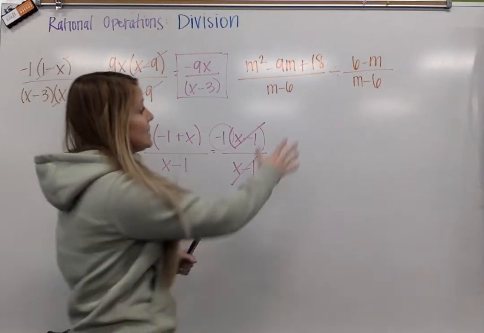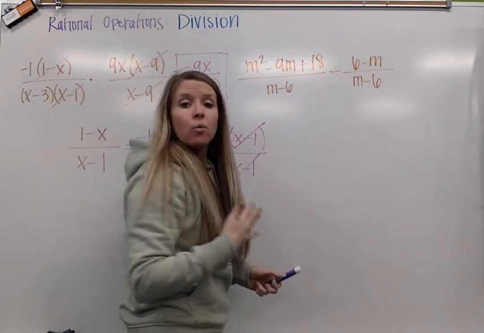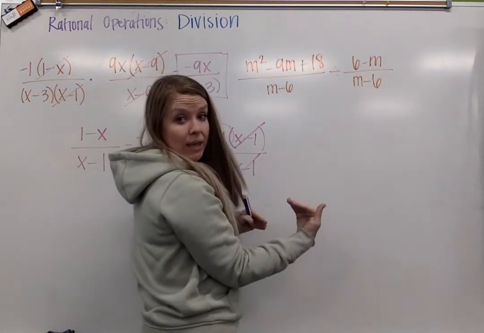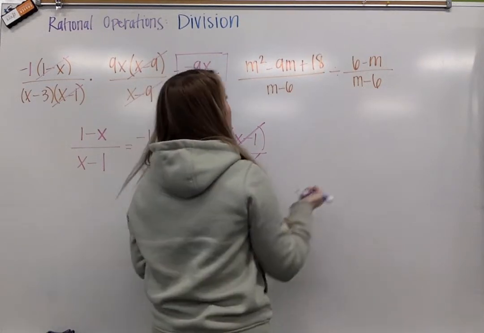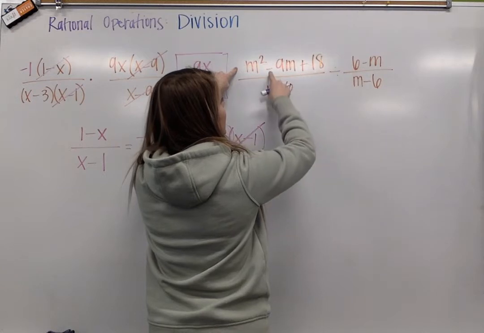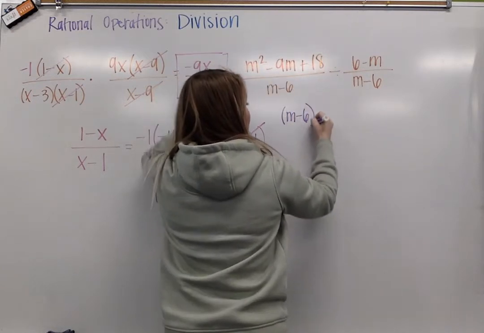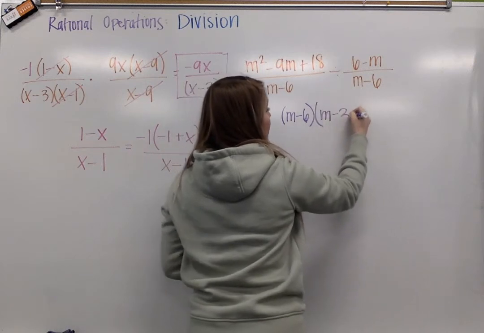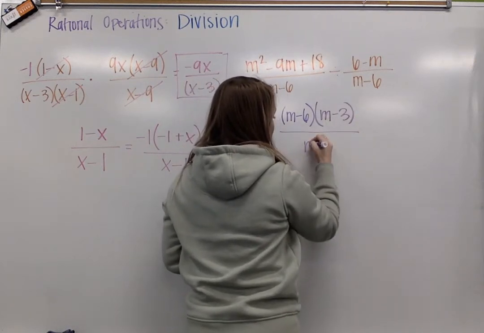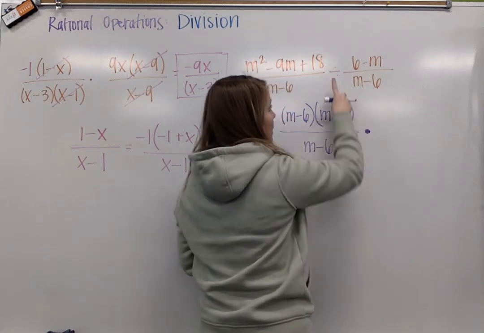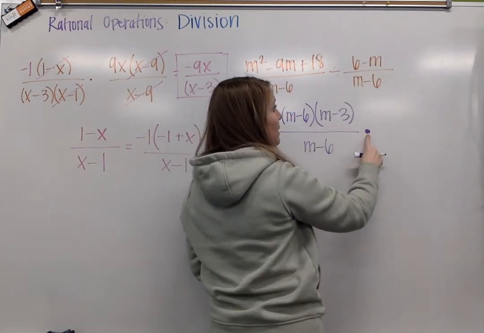So let's take a look at this example. So now we're dividing. When we divide, we need to multiply by the reciprocal. So while I do that, I'm also going to factor. So factors of 18, that'll equal negative 9. That's going to give me an m minus 6 and an m minus 3 divided by m minus 6. And then I'm going to change my division to multiply.